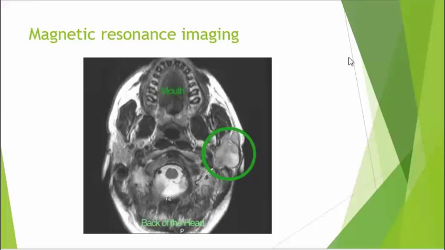MRI is also used in the diagnosis of salivary gland diseases. As you can see, here we have a mass in the parotid gland. Later on, this was diagnosed as pleomorphic adenoma.